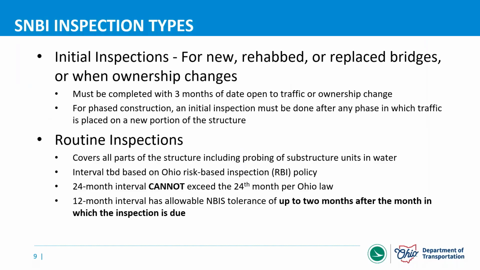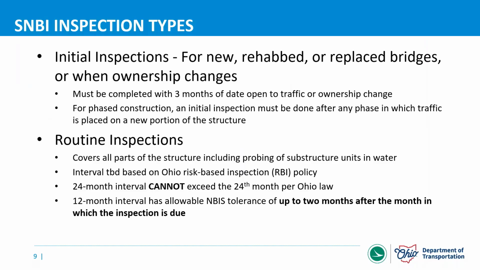And this is kind of a new one here. For phased construction, an initial inspection must be done after any phase in which traffic is placed on a new portion of the structure. So we're seeing this in the downtown Columbus 70-71 split, where some of the bridges are being opened in phases. So, 2 lanes out of 4 are open. As soon as those first 2 lanes open and we're putting traffic on it, we do an initial inspection of the portion that's open to traffic. And then when the next 2 lanes open, a year or 2 down the line, another initial inspection is required on those sections that have now been open to traffic.